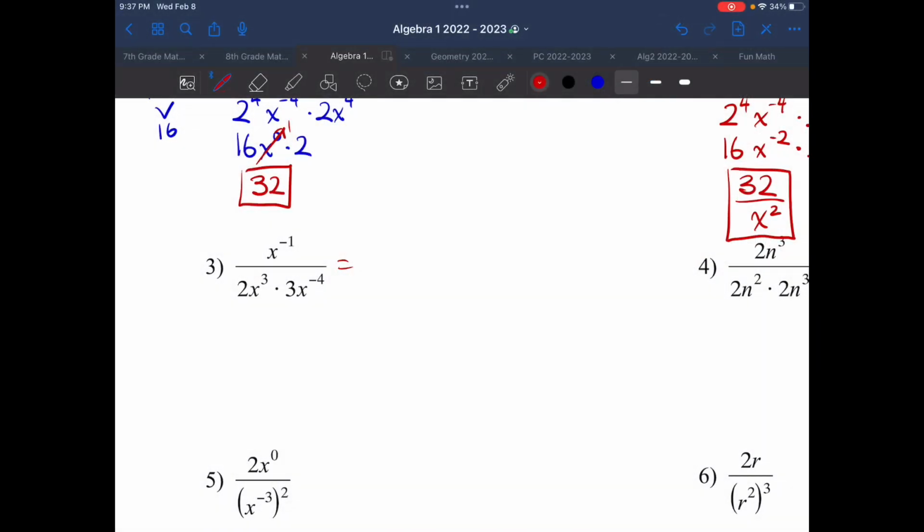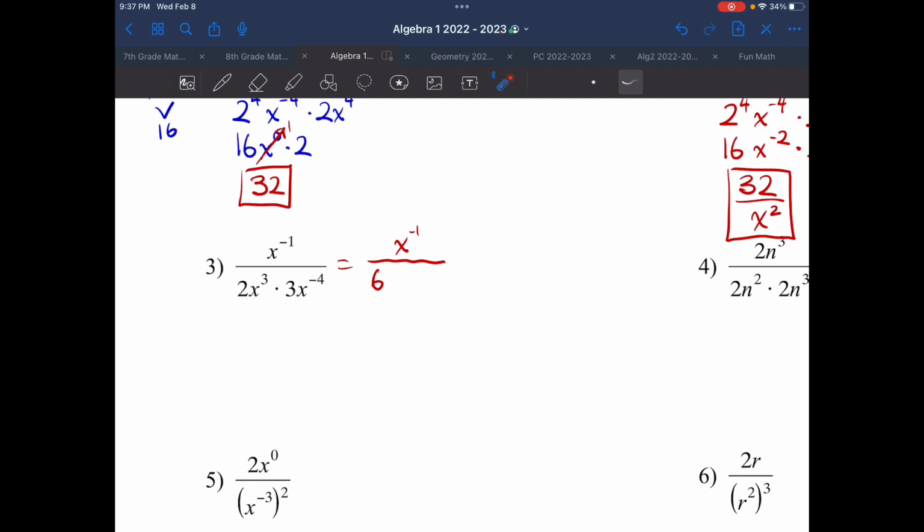As I was saying in number 3, the first thing that I'm seeing is our multiplication symbol. The 2 and the 3 are going to be multiplied first. So I'm going to leave the top alone. This is going to be x to the power of -1. In the denominator, I'm multiplying the 2 and the 3 to get a 6. And then I'm going to multiply x cubed by x to the -4.